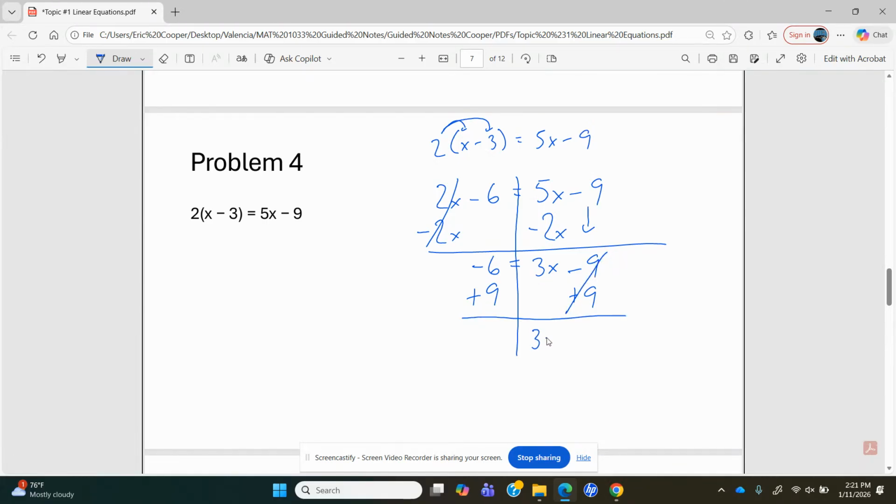The 3x will drop down here. Here I've got negative 6 plus 9. That will give me 3. My goal is to get x by itself. It says 3 times x. The opposite of multiplication is division. So I will divide, and I get my answer to be x equals 1. Remember, you can write this either way. So either one of these ways with the x first or the x second is correct.